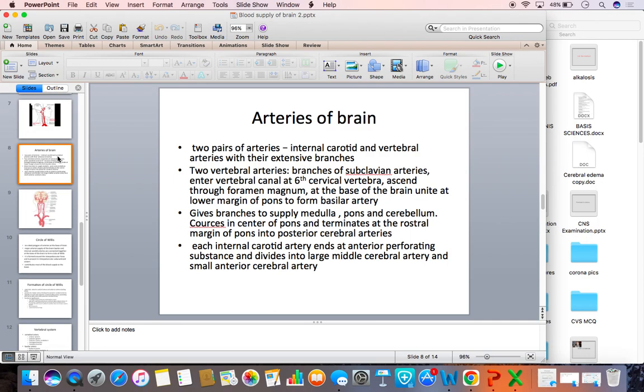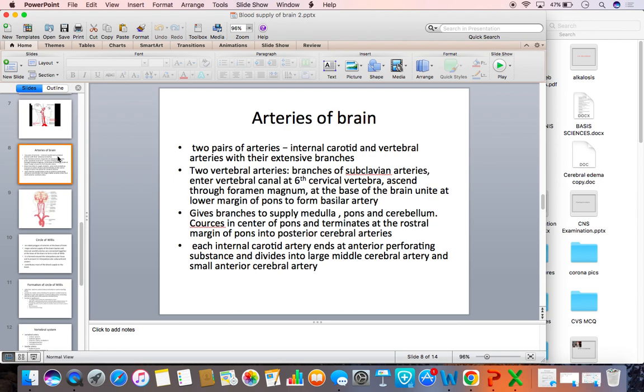In their course they give branches to supply medulla, pons, and cerebellum, and the basilar artery passes in the center of the pons and terminates at the rostral margin of the pons into posterior cerebral arteries. Rostral margin means it is the upper margin of the pons.